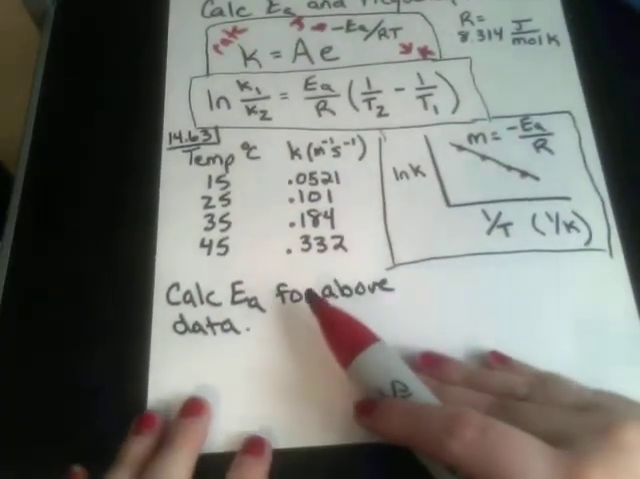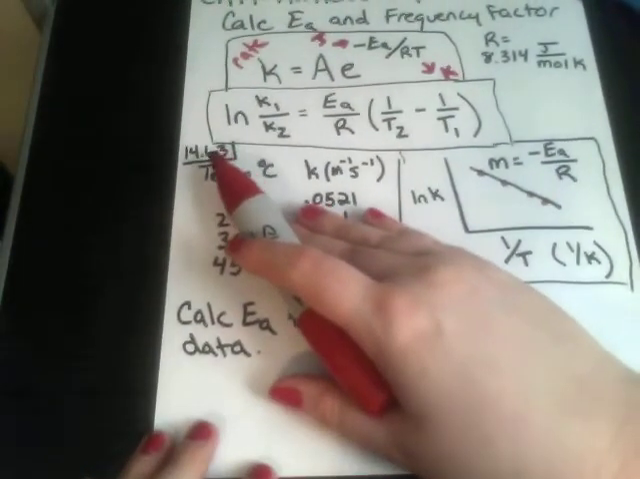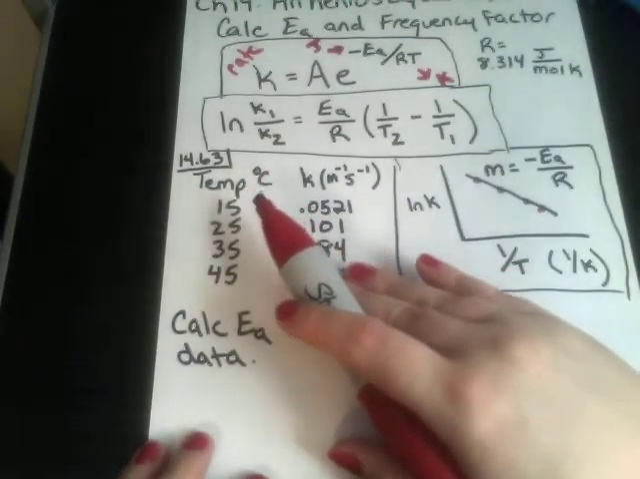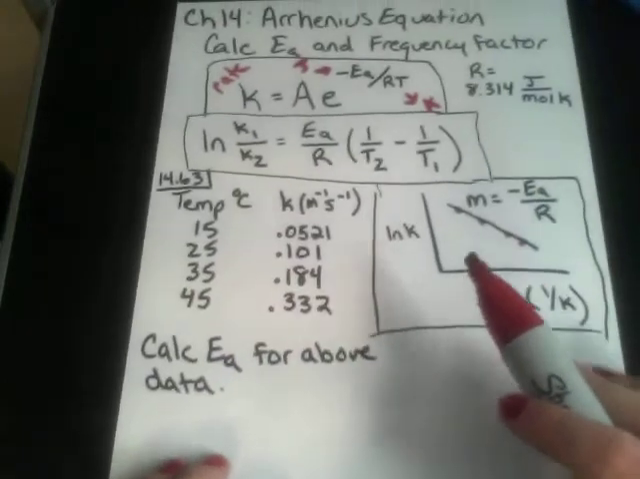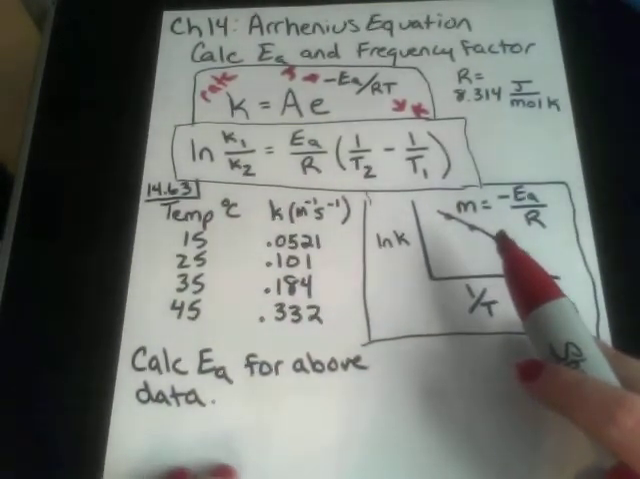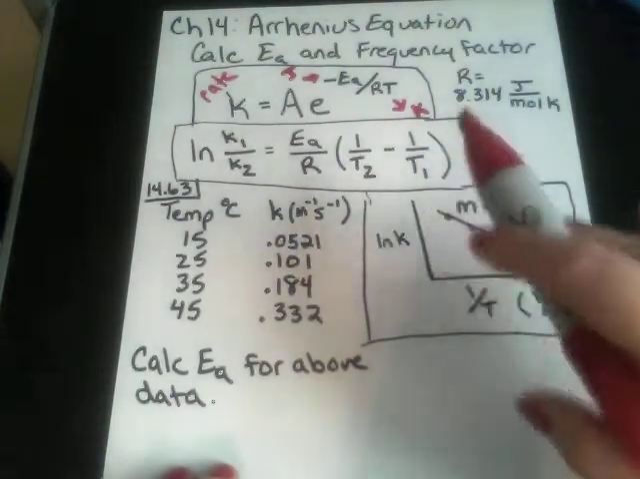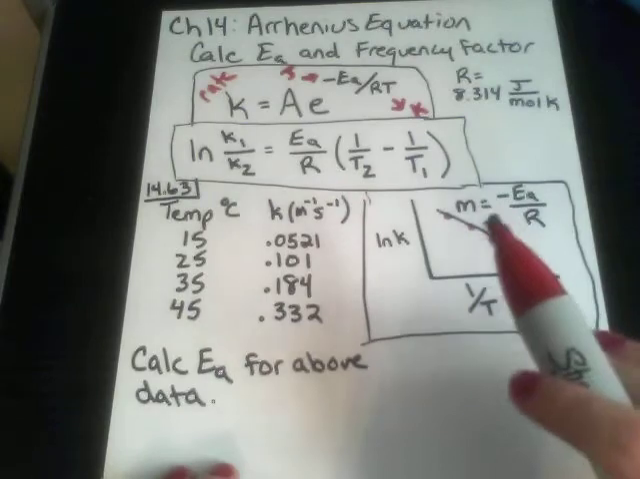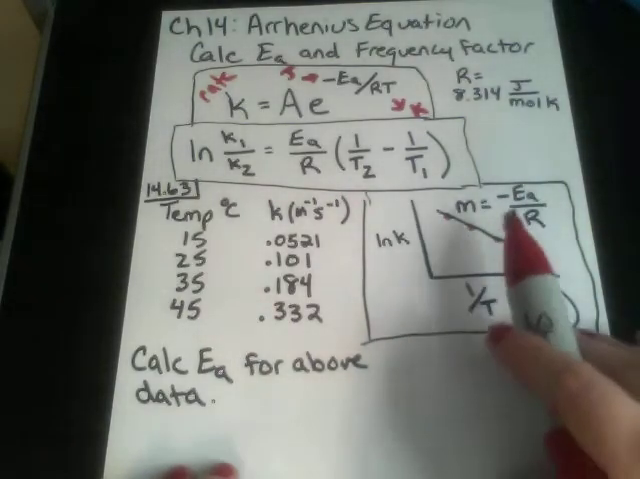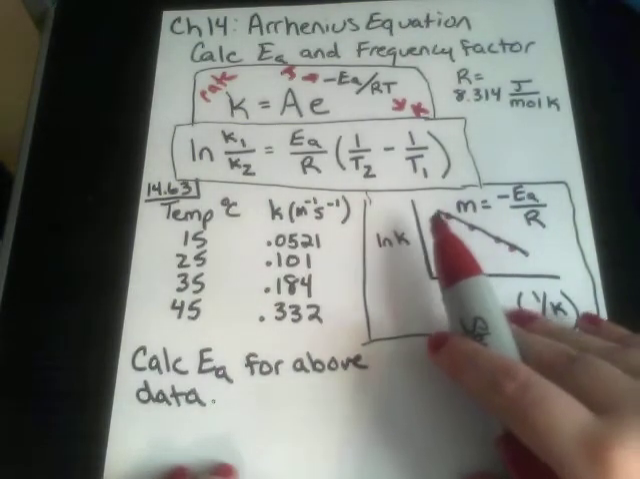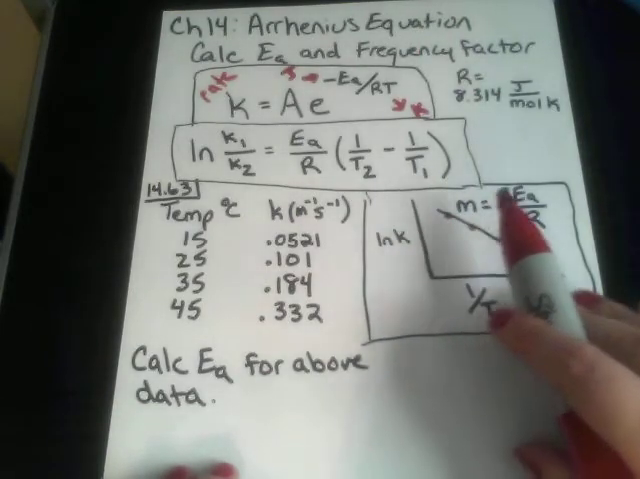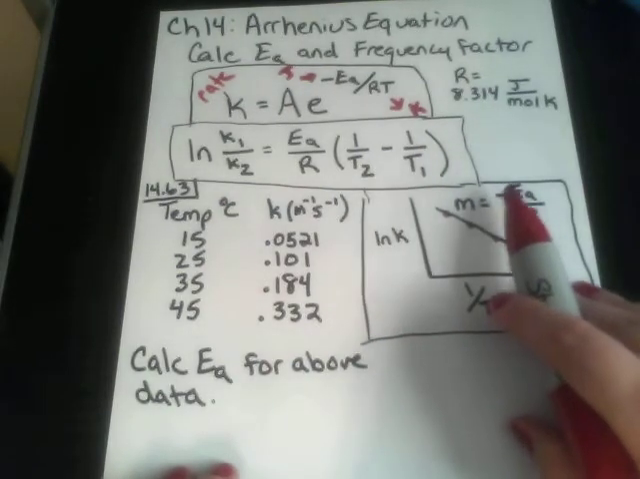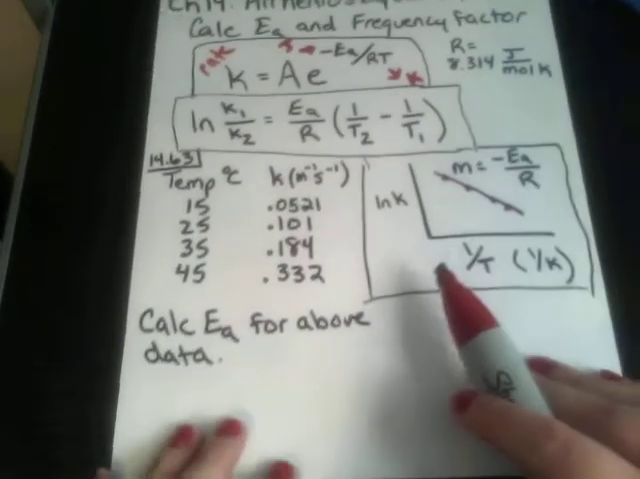So for this situation, I'm going to do number 14.63. Let's back up a second. I could give you a problem and tell you that they graphed the ln of k versus 1 over T, and the slope was this number. What's the activation energy? So that's what we just went over. If I gave you the slope was negative 0.1, you would multiply the negative 0.1 by 8.314 and then take the negative of it and you get E sub A. So that's the easy, quick one.